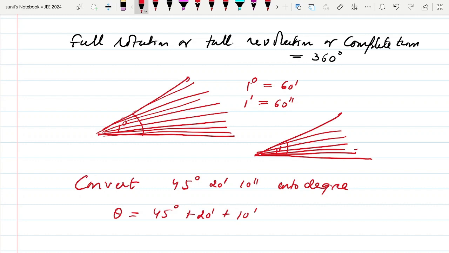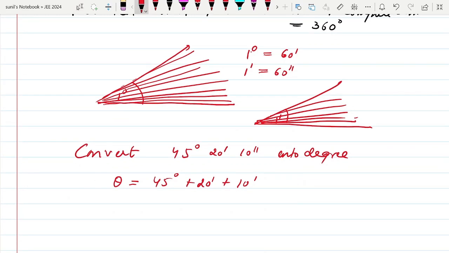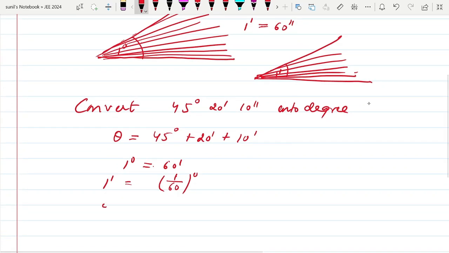So we know that 1 degree is equal to 60 minutes. So 1 minute is equal to 1 by 60th degree. So therefore your 20 minutes will be equal to 20 by 60 degree, that is equal to 1 by 3 degree.